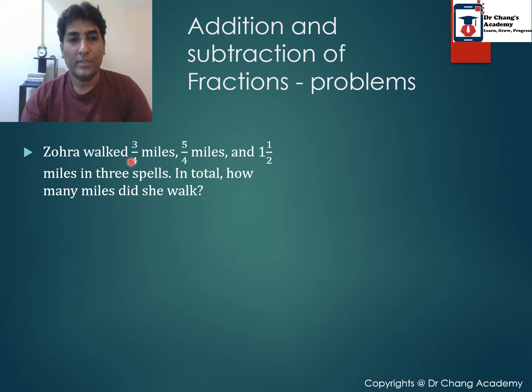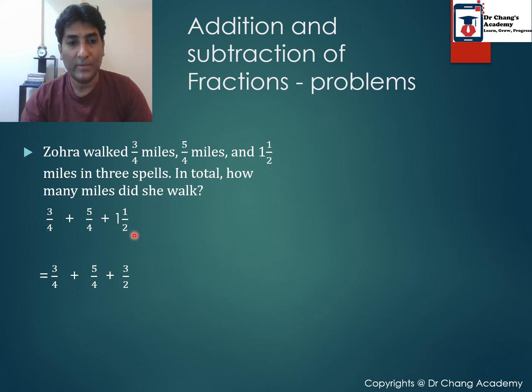So Zora walked 3/4 miles, 5/4 miles, and 1.5 miles in 3 spells. In total, how many miles did she walk? Okay, so Zora walks in 3 different spells, and each spell has a different measure. In each spell, she covers a different distance. So what we need to do is add these 3 distances to find out how much she walked.